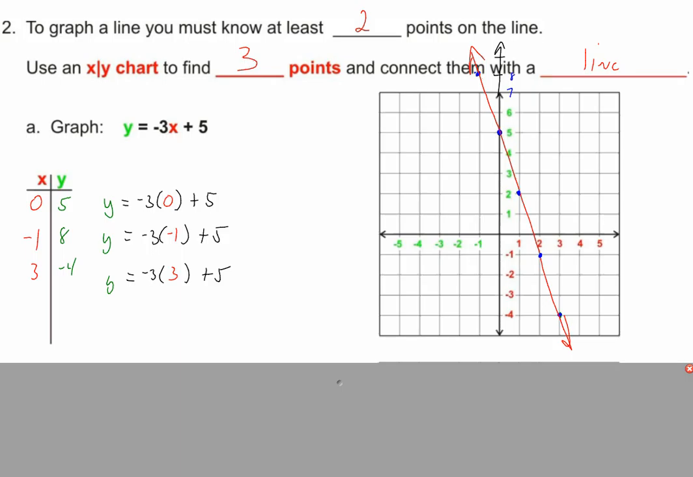If I were doing it, I would have used 0, 1, and 2. Points that are real close together, I always use 0 first. But again, that's fine. We can use negative 1. It's your choice. We can use 3. It's your choice. Just make sure, though, your points are within a line because we're doing linear. Any questions on that one so far? Anybody? Okay.